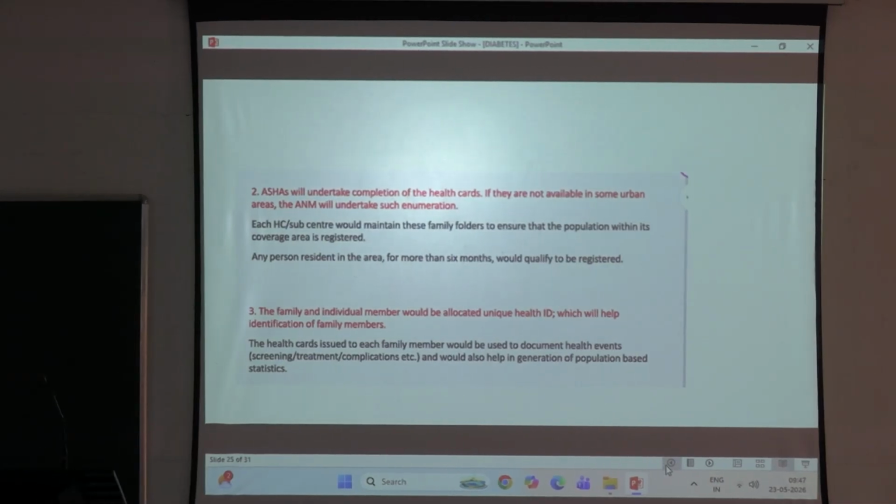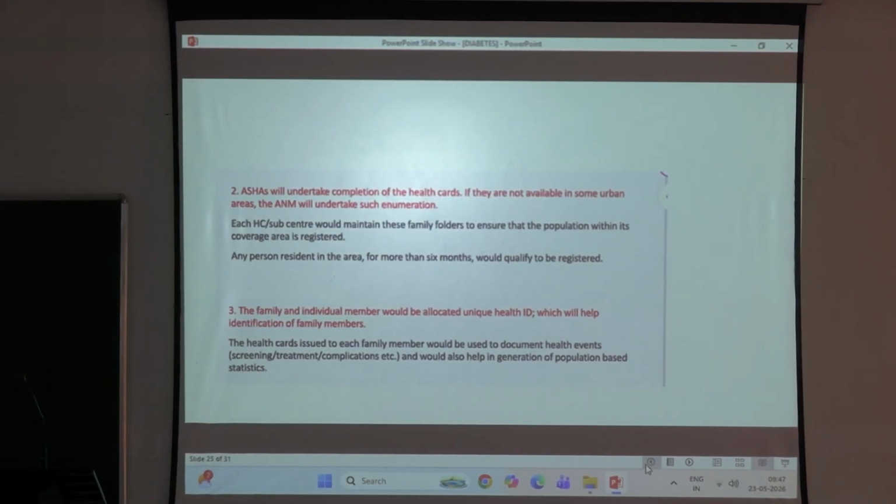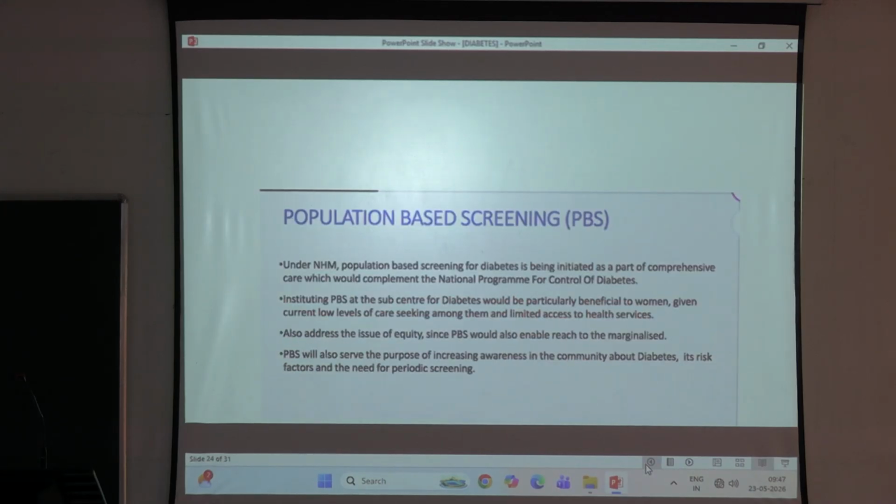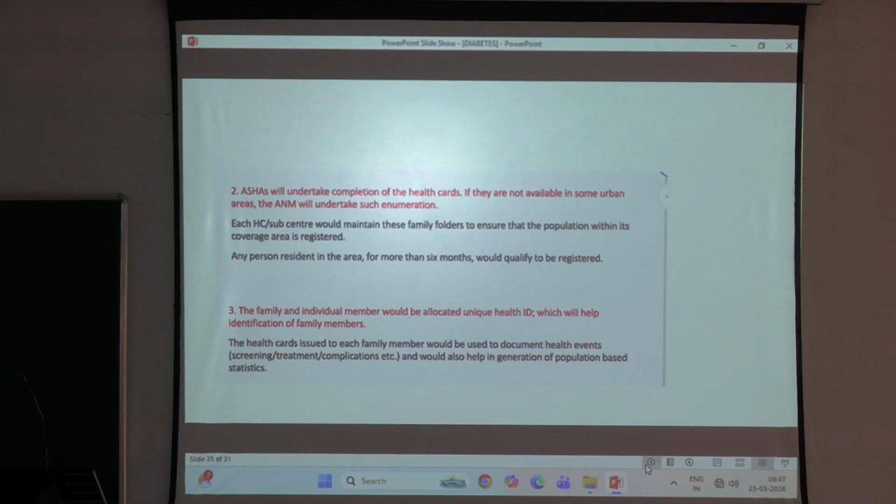And the next one is the ASHA worker. ASHA workers are giving cards, health cards. The ASHA worker will undertake completion of the card, and each PHC will maintain the health family folder to ensure the population is registered. So any person living in that area will be registered, and the family would be given a unique health card which will help identification of family members. So this is done as part of the population-based screening. So every family has got a card in which the patient's problems are mentioned. For example, if he's got diabetes, it is mentioned there. Okay.